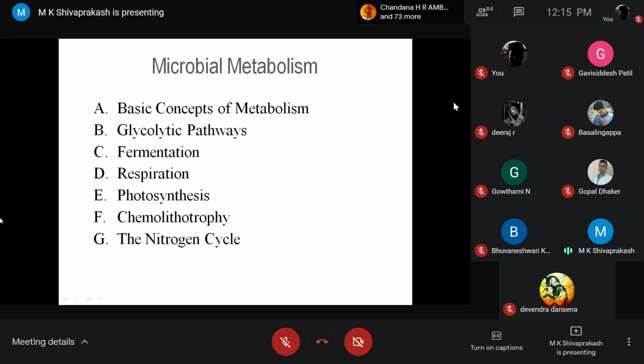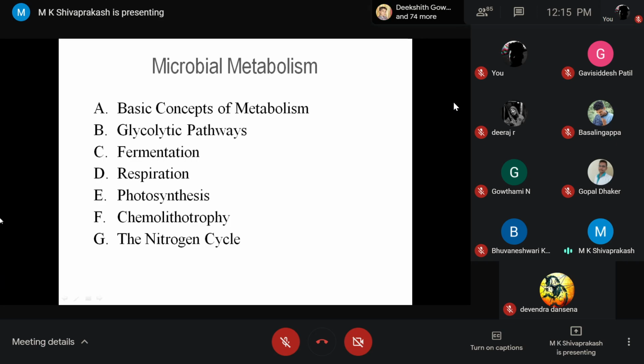And another thing, I have reminded you: the sum total of biochemical reactions that happen in a living system is called metabolism. They are of two kinds: catabolism and anabolism. Catabolism results in the release of energy, and anabolism results in the biosynthesis of molecules, which utilizes energy. Okay, and these reactions, of course, are oxidoreductive reactions.